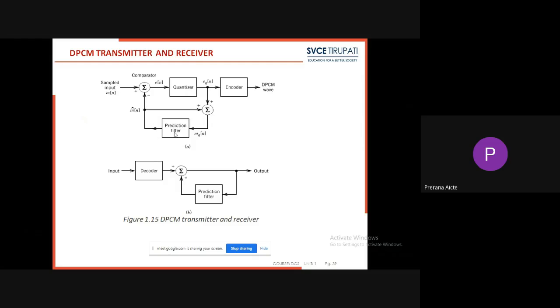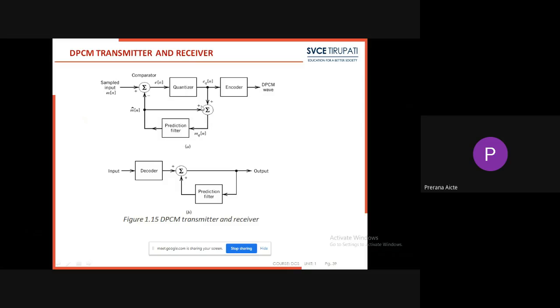The sampled signal here is denoted by m of n, and the prediction signal obtained from the prediction filter is mq of n. What does the comparator do? It finds the difference between the sampled signal and the prediction filter output. That is, E of n equals m of n minus mq of n. The comparator finds the difference between the actual sample and the prediction sample. We call this the error signal, denoted by the symbol E of n.